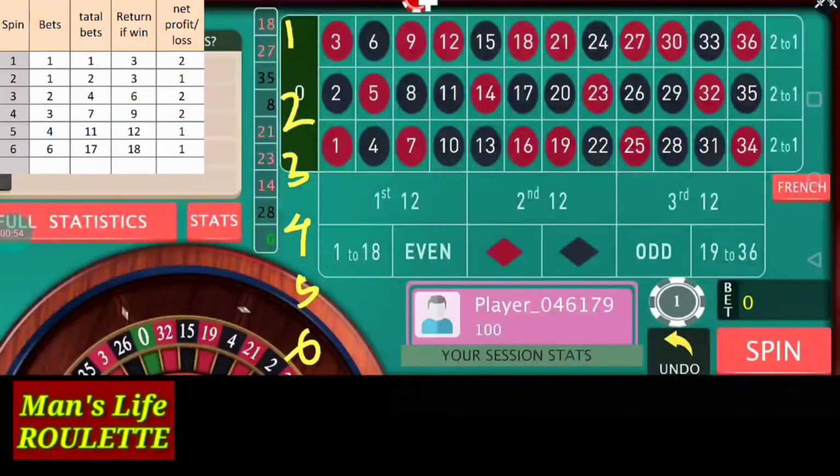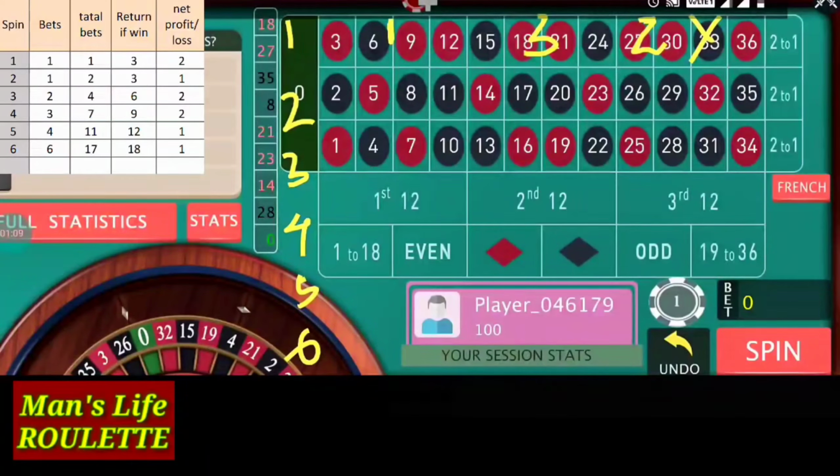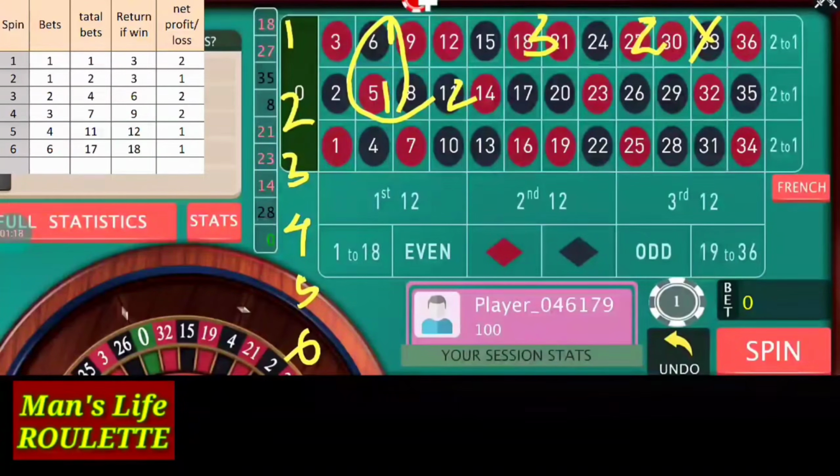For the first spin you have to bet $1, and if you win, then you will get back $3, and the total profit will be $2. Similarly, if you lose this first spin, then you have to play the second spin where you will put $1 again. So the total bets will be $2, and you will get back the same $3 if you win, and the total profit will be $1.